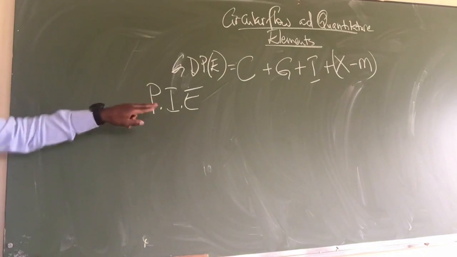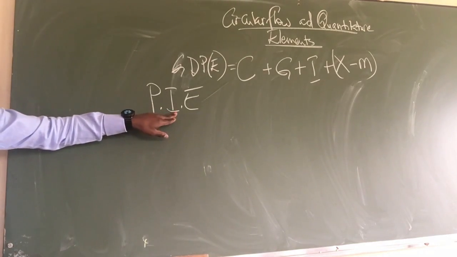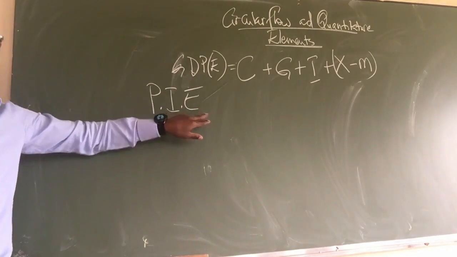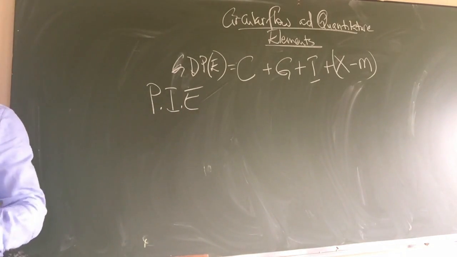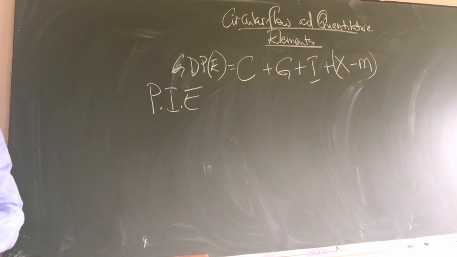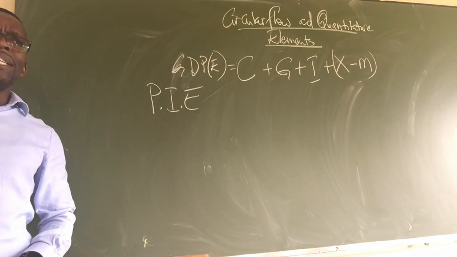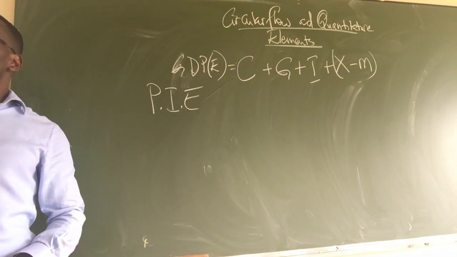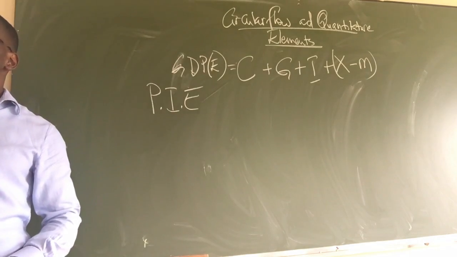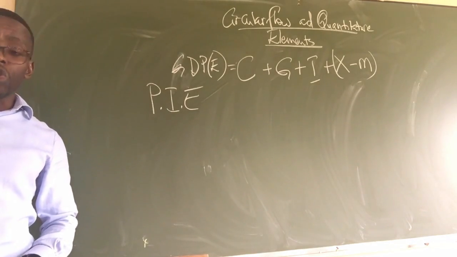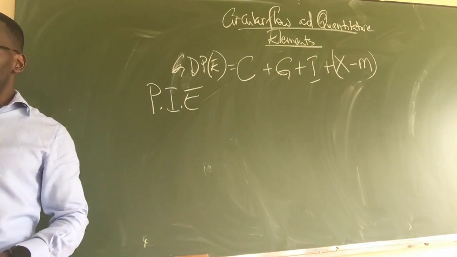It's our PI. It's the production method, the income method, and the expenditure method. Those are the three methods that are used to value our gross domestic product. You might be asking yourself, why is this important that we value our gross domestic product? Why do we need to value the gross domestic product? Now, the answer to this is very simple.